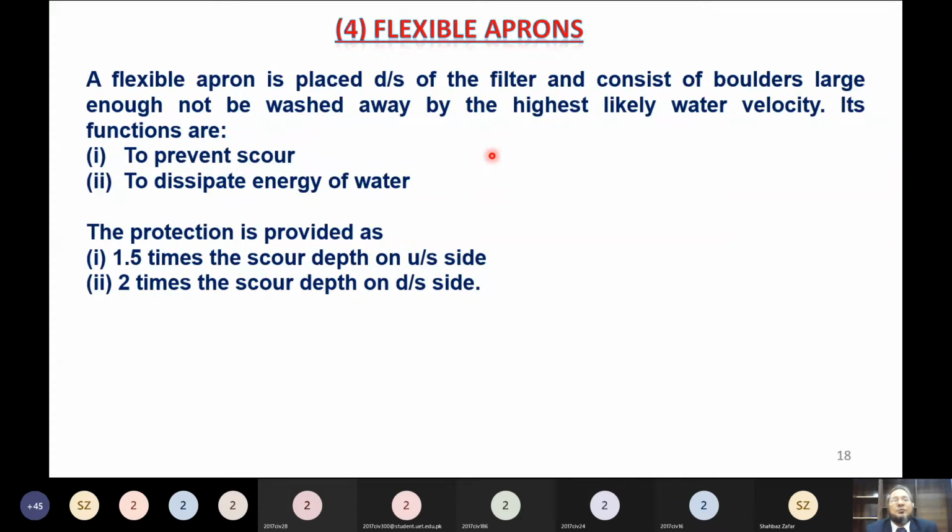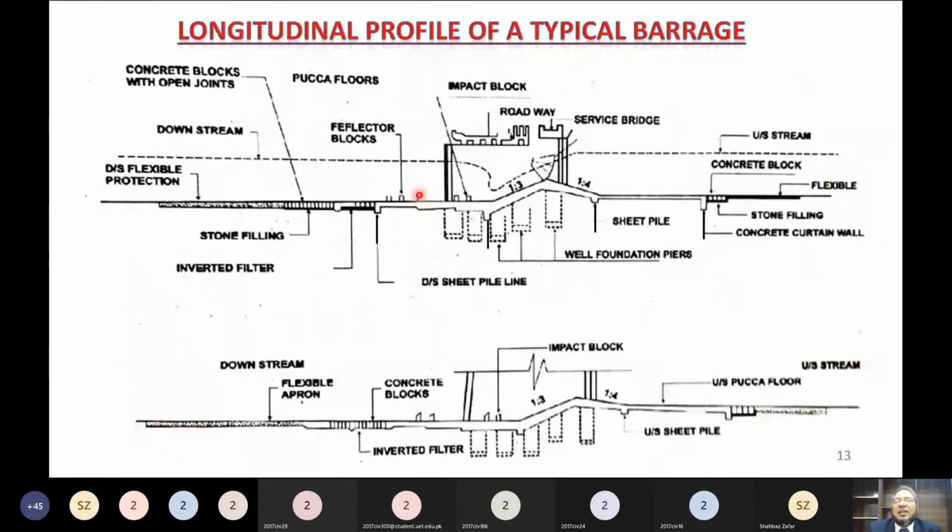They should be large enough not to be washed away by the highest likely water velocity. They should not move. They should be of that large a diameter. Their main function is to prevent scour of the bed of the river and to dissipate energy of water, because they have a lot of Manning's roughness or friction due to the boulder shapes. So these flexible aprons are provided on the upstream side as well as on the downstream side.